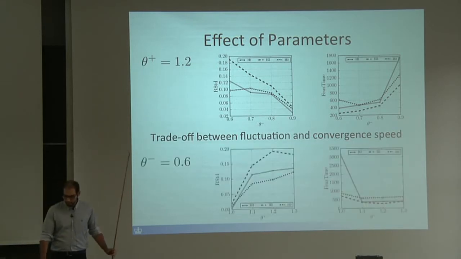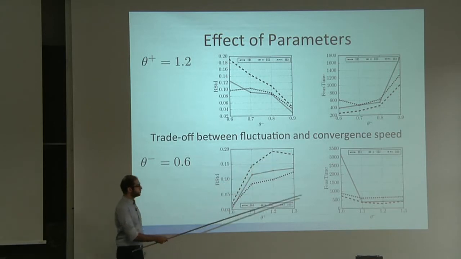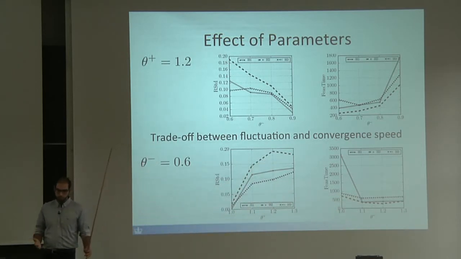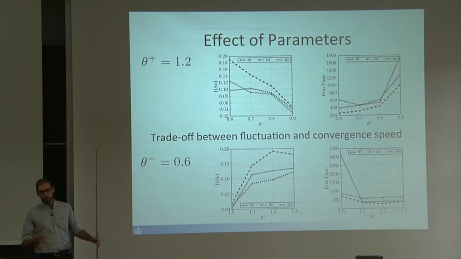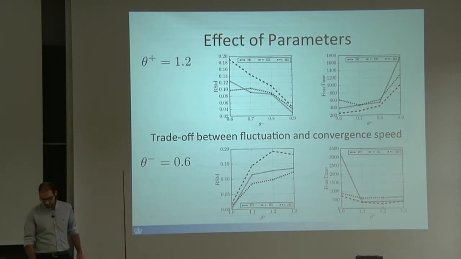We also note the same when we fixed theta minus to 0.6 and modified theta plus. Again, higher fluctuations mean faster convergence and vice versa. This is just to show that it's very important to find the right theta parameters so that you get the fastest possible convergence with decent convergence characteristics.